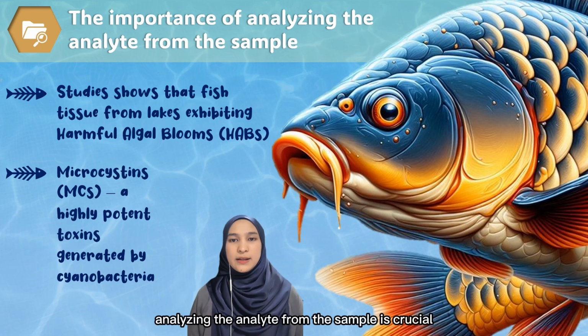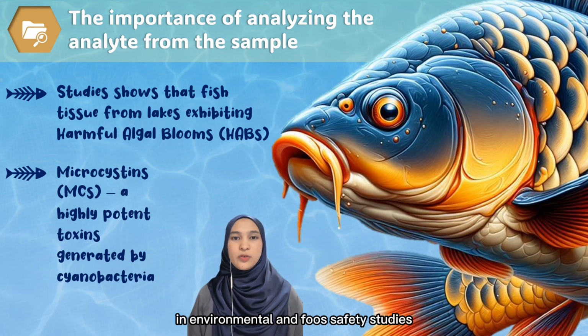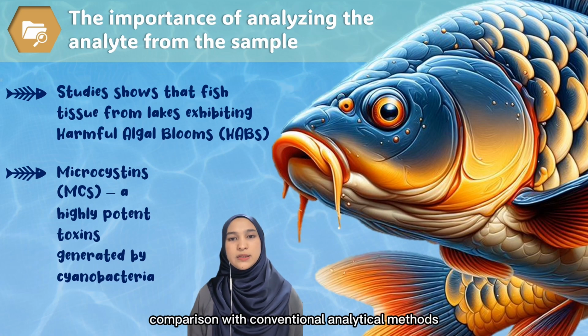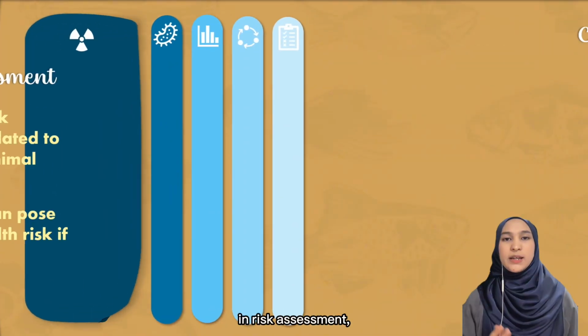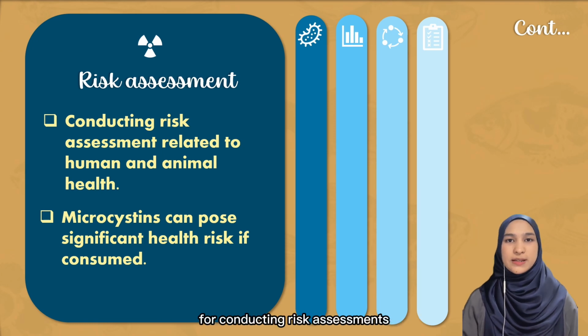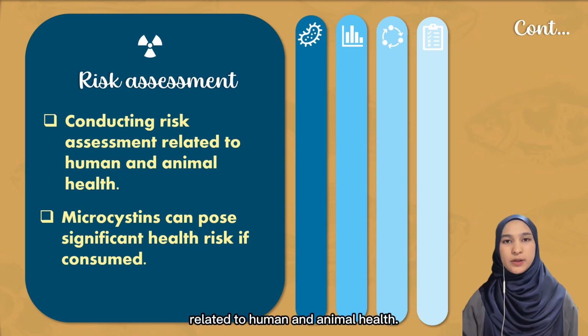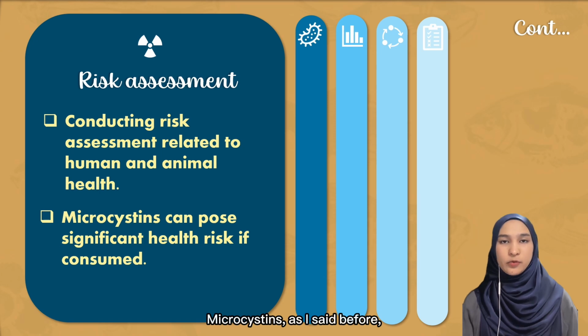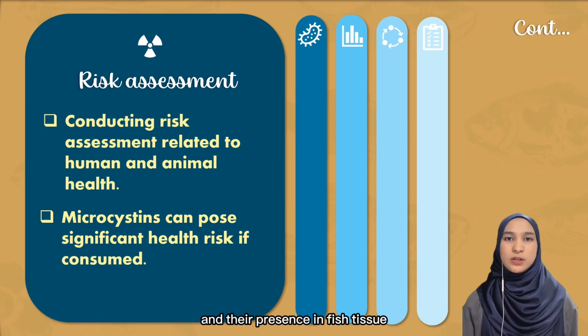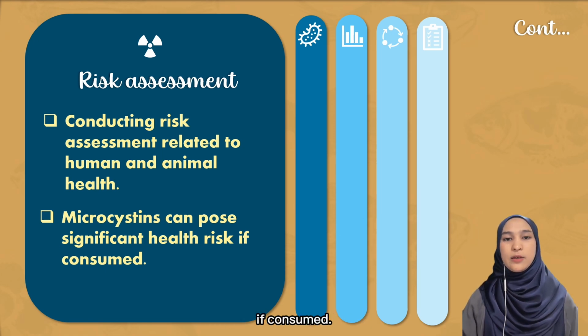Therefore, analyzing the analyte from the sample is crucial in environmental and food safety studies for several reasons, such as risk assessment, detection of total microcystins, quantification for prudent risk management, comparison with conventional analytical methods, and validation of analytical methods. In risk assessment, analyzing microcystins in fish tissue is crucial for conducting risk assessments related to human and animal health. Microcystins, as I said before, are potent toxins produced by cyanobacteria, and their presence in fish tissue can pose significant health risks if consumed.